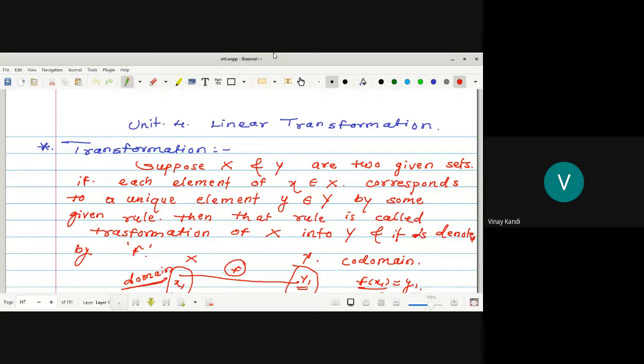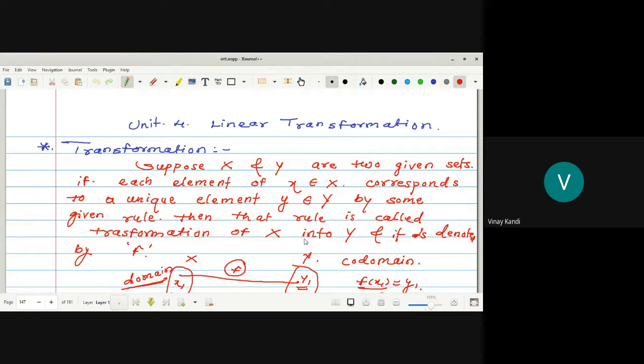Yes, sir. Okay. So in the last lecture, we saw what a linear transformation is. We started unit number 4. Before going to the linear transformation, we saw some definitions of transformation. Transformation, mapping, correspondence: these words are all equivalent. Suppose X and Y are two given sets. There is a mapping where each x belonging to X corresponds to a unique element in Y by some rule, and that rule is called a transformation of X onto Y.